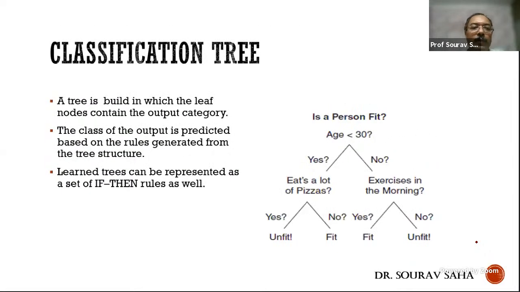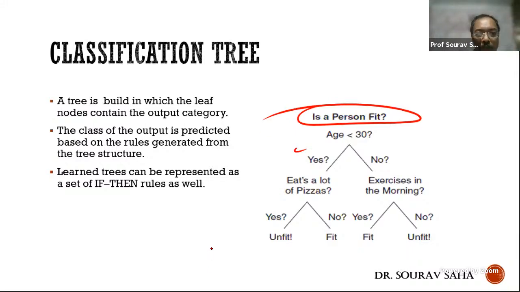So let me come here. A very simple classification tree, right? Is a person fit or not? First we will look at the age part. Is age less than 30? Yes. If the age is less than 30, generally I would assume that the person is fit. They have a high metabolism rate, but still you'd like to see whether the person eats a lot of junk food or not. Pizza is basically a metaphor for junk food. If yes, probably this person is unfit. Otherwise, no, this person is fit.